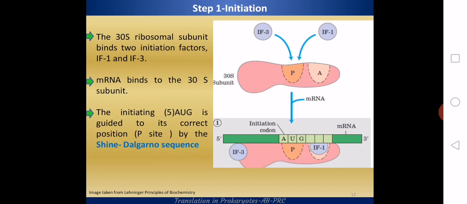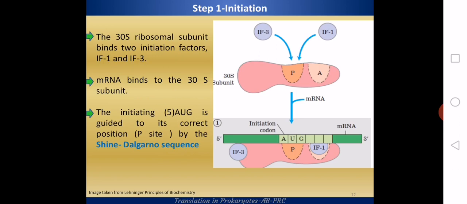Now the step 1 of initiation, in which first the 30S subunit will be bound by the 2 initiation factors. That means IF1 will bind onto the A site and IF3 will bind onto the 30S subunit, and the functions we have already seen. And now the mRNA molecule after transcription will be bound onto the 30S subunit.